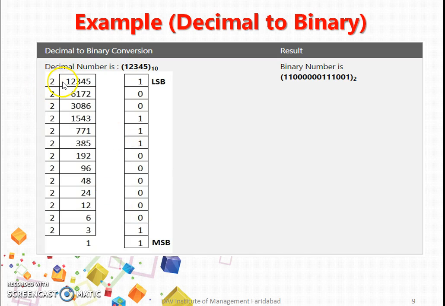So this is how you are going to divide. 12345 divide by 2. We divide by 2 because we are converting into binary and the base of binary is 2. When you divide by 2 here, the quotient is 6172 and the remainder is 1. 6172 divided by 2, the quotient here, the remainder here, quotient here, remainder here, this way, and the answer will be from bottom to top. This is how you are going to write it in the binary form. So this is an example for decimal to binary.